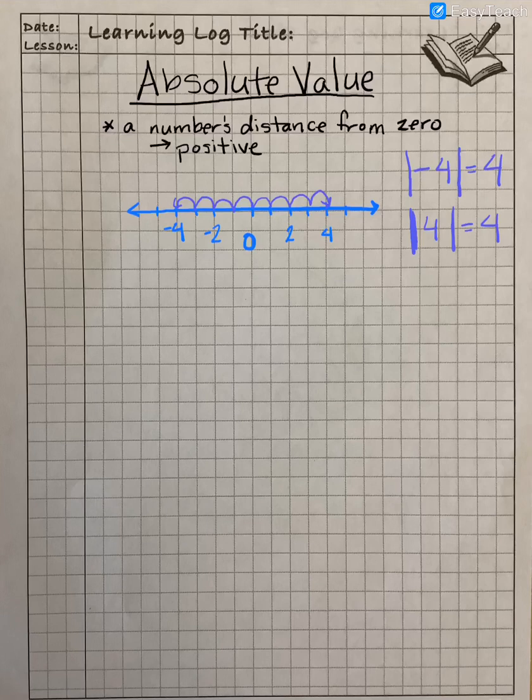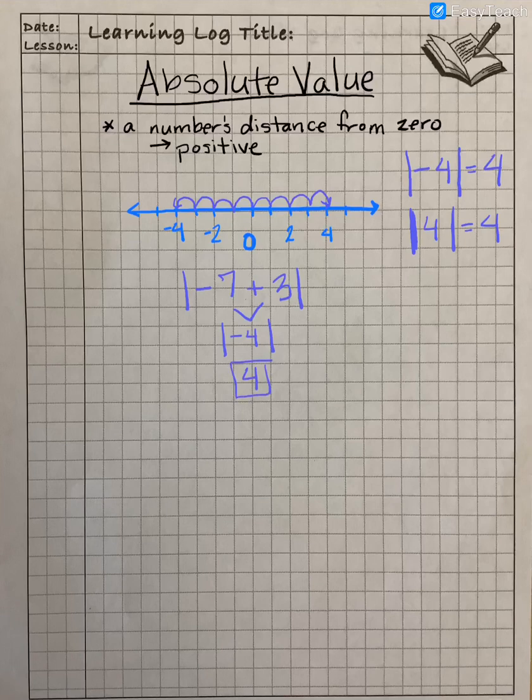Sometimes you'll see a problem that has something like this. The absolute value bar, the negative 7 plus 3, and then the other side of our absolute value bars. So we need to first add negative 7 plus 3, which is negative 4. Then we take our absolute value of negative 4, which we already talked about, is just 4.